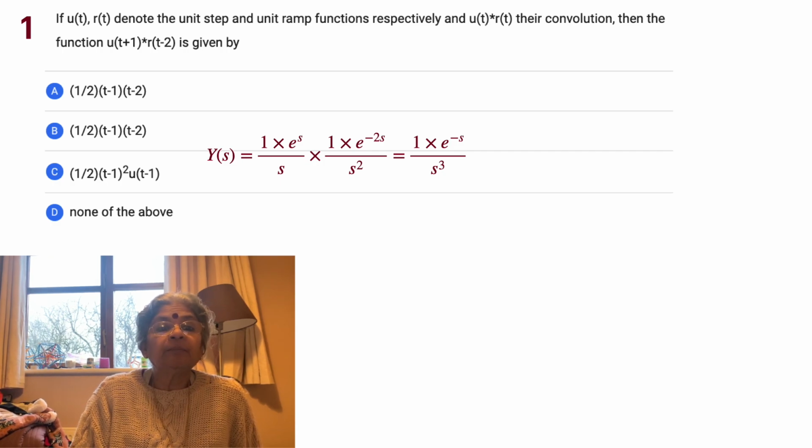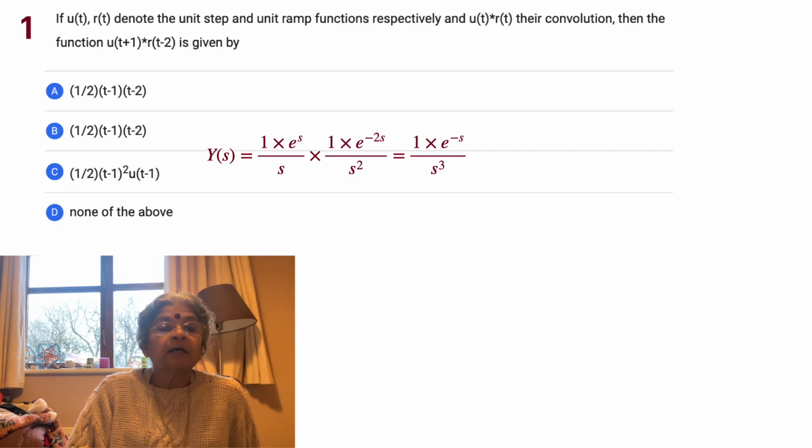Then the function is u(t+1) convolved with r(t-2). We had earlier looked at a situation wherein we had an advance of both the signals which were convolving, with a time delay of tau. In this case, there's a delay of 2 time units and an advancement of 1 time unit. So let's see what the Laplace transform would be. We are supposed to find out the function after convolving.